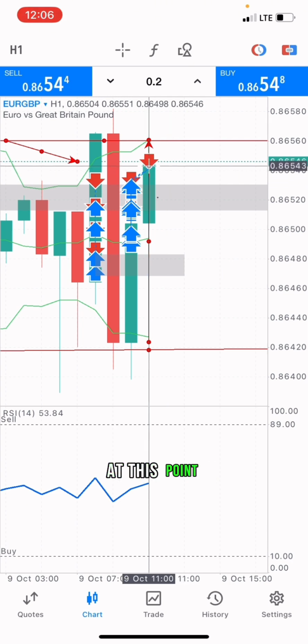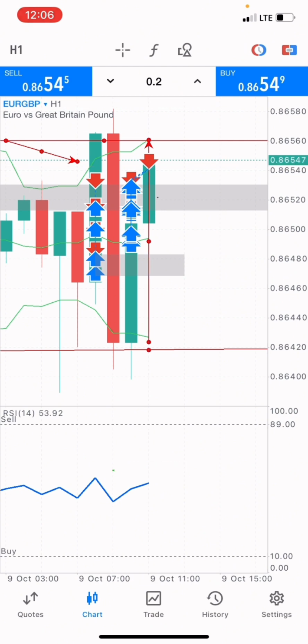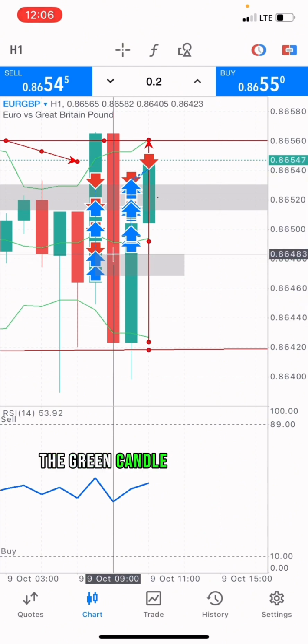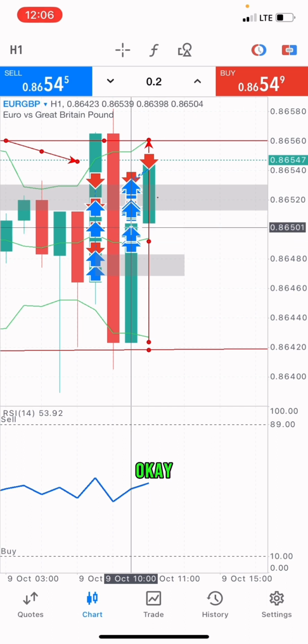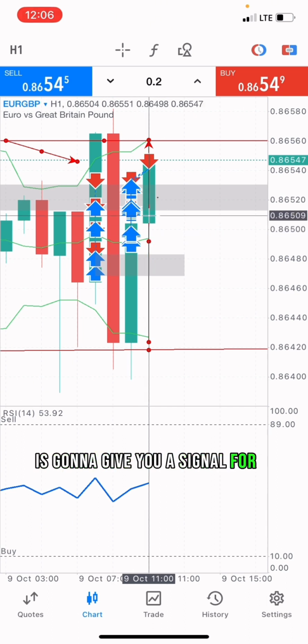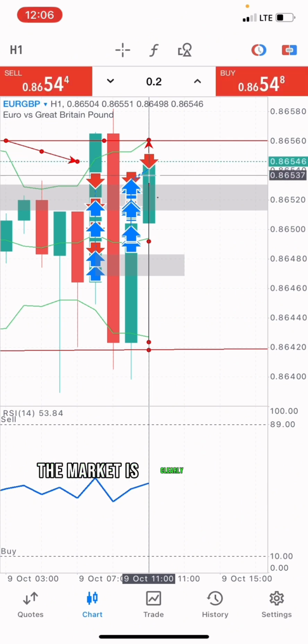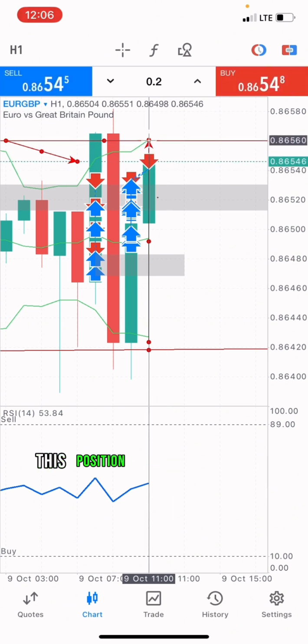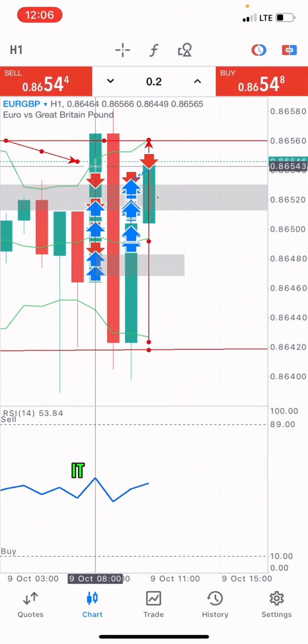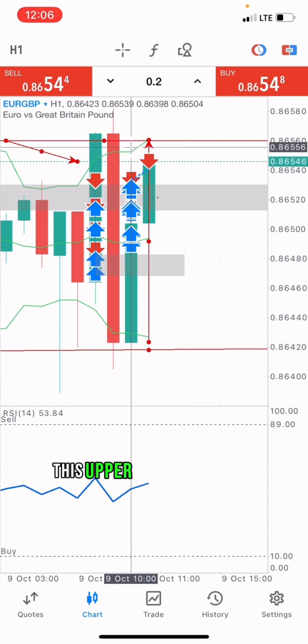If you really like this video and you find value in this video, remember what I said on the market. Once the green candle crosses this middle Bollinger band, it's going to give you a signal for a buy. It's going to skyrocket, meaning the market is on high bullish power. Like we can see right here, the market is clearly going up to this position before it's going to rotate. It will touch this upper Bollinger band.